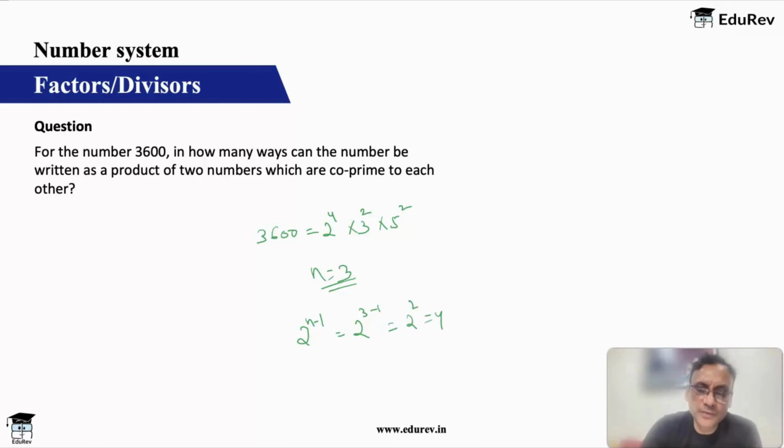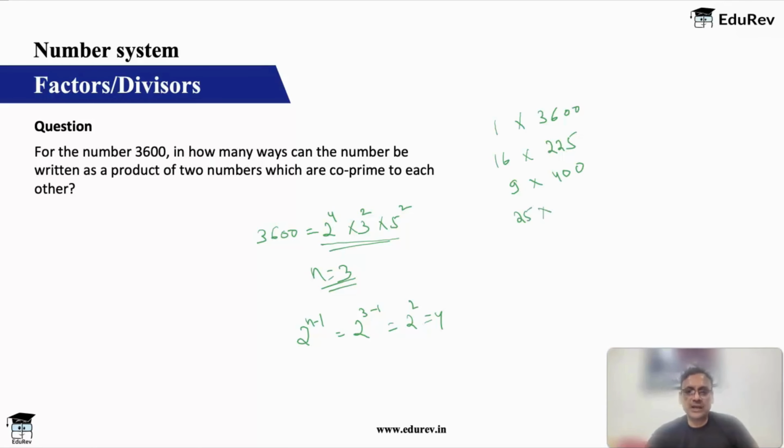What will be those 4? Again, first will be 1 into 3600. You take everything on one side. Second, you take 2 to the power 4 on one side, which is 16, into the balance. 3 square is 9, 9 into 25, so 25 into 9 is 225. Then you take 3 square on one side, which is 9, so 9 into 400. And then you take 5 square on one side, which is 25, and then you have 16 into 9, 144.